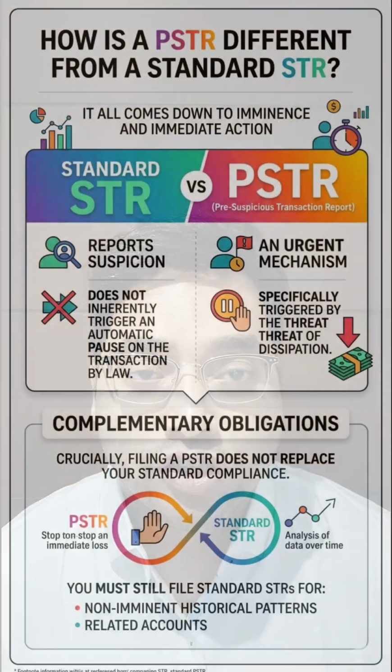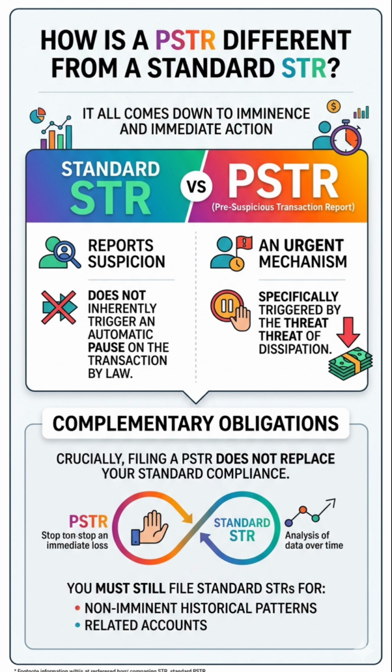So, how is a PSTR different from a standard STR? It comes down to imminence and immediate action. A standard STR reports suspicion but does not inherently trigger an automatic pause on the transaction by law. A PSTR is an urgent mechanism specifically triggered by the threat of dissipation.